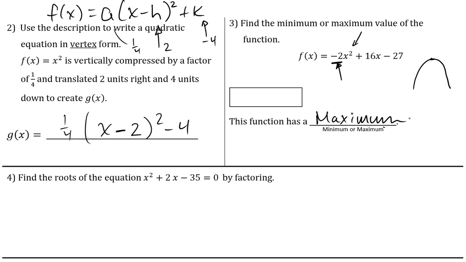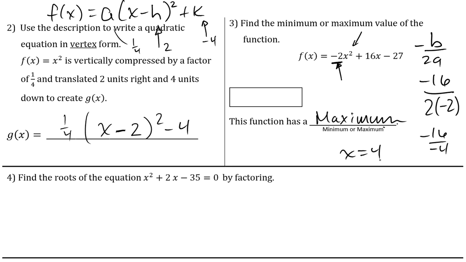Well, that max value is going to occur right here, the opposite of b over 2a. In this case, b is positive 16, so we're looking at the opposite of 16 over 2 times a negative 2. So we've got negative 16 over negative 4, which means my maximum value occurs when x equals 4. Now, that's not the maximum, that's just where it occurs, right? It occurs when x equals 4.